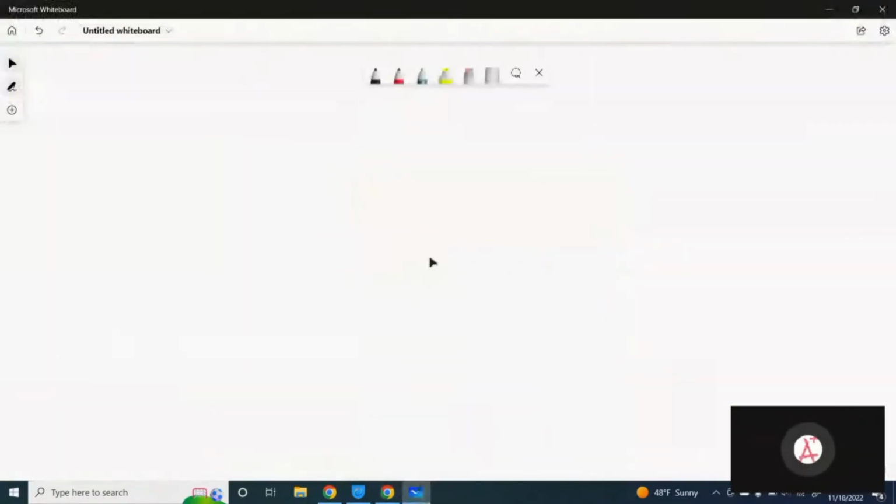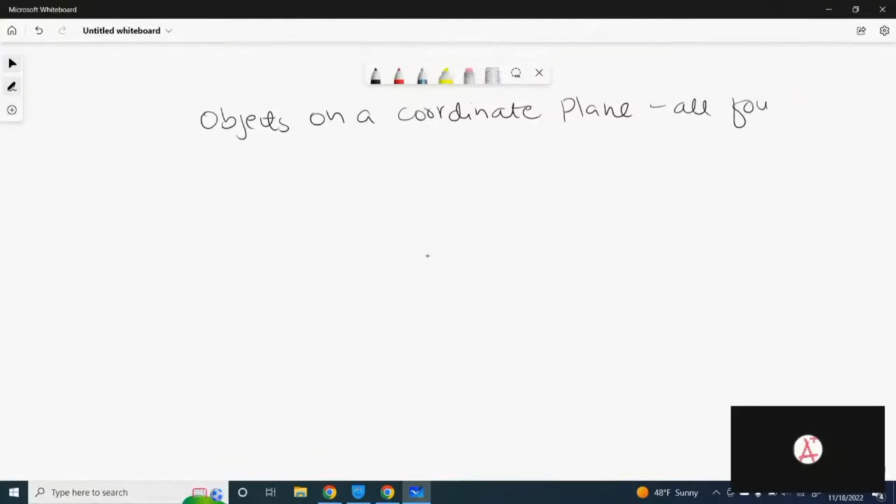Okay, let me first explain all 4 quadrants. Just listen to me carefully. The lesson name is objects on a coordinate plane, all 4 quadrants. So basically, these are the 4 quadrants.